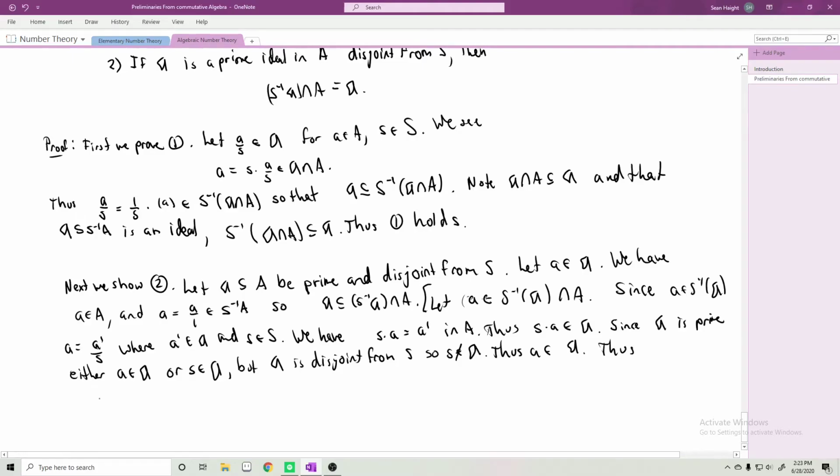Thus, S inverse mathfrak A intersect A is contained in mathfrak A, and we've shown both directions of the equality, so that too holds.